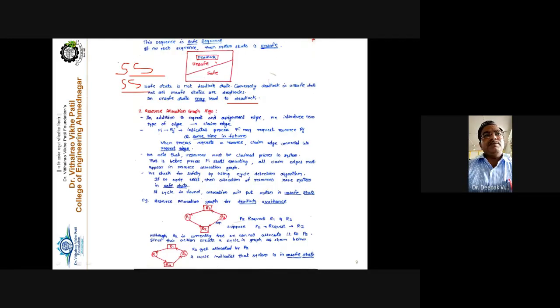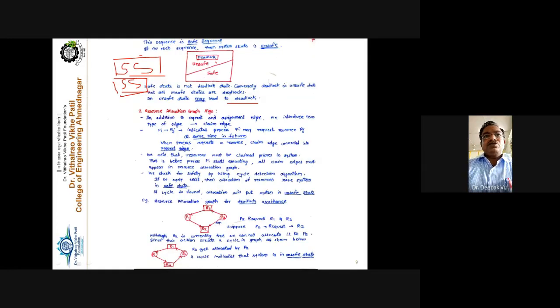Remember these two points, because we require them in further discussion: safe sequence and safe state. What is the meaning of safe sequence of the process execution, and what exactly is the meaning of safe state of the system? Right, now we'll see how the resource allocation graph is useful for deadlock avoidance.